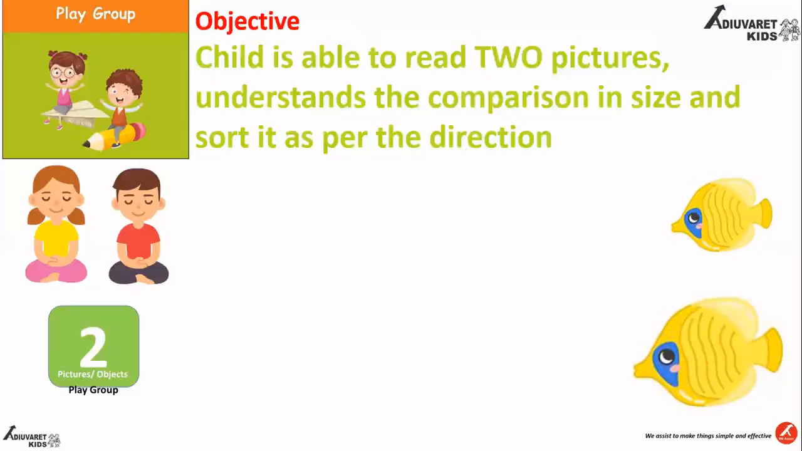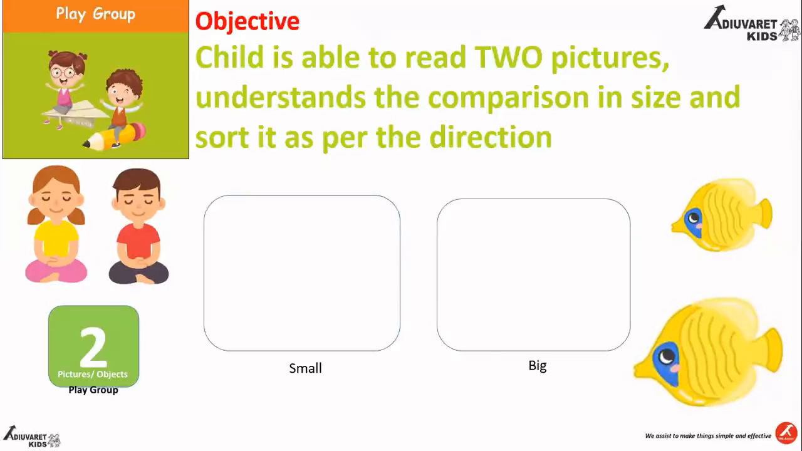So we have these 2 pictures here, and we are placing these 2 pictures in front of the child, and the direction that we need to give to the child is: put the small fish in the box given as small, and put the bigger fish in the box which is meant for the bigger fish. So this is the whole activity that we need to do.